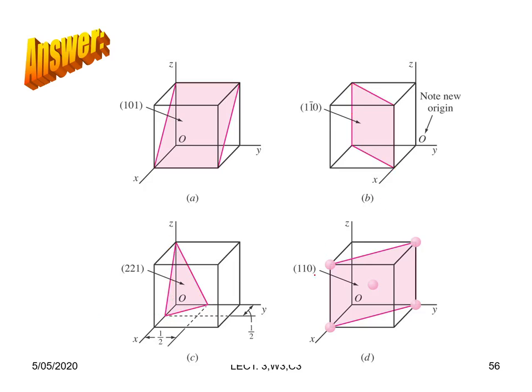Then the last one is 1 1 0. The x intercept is at 1, the y intercept is at 1, and z is infinite, so it is going up. That's all for how to draw the crystallographic plane.